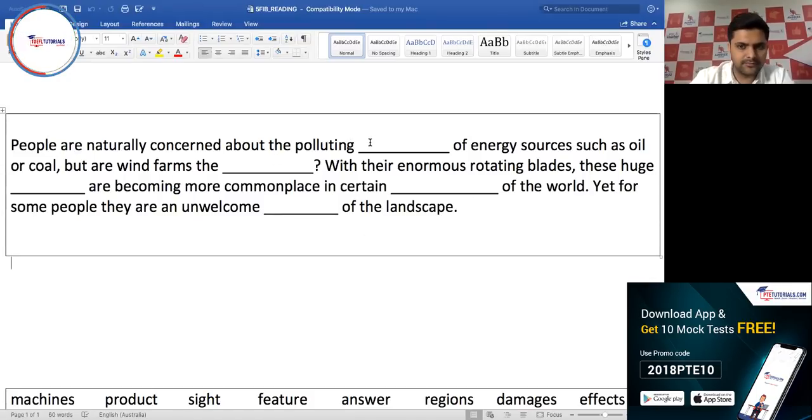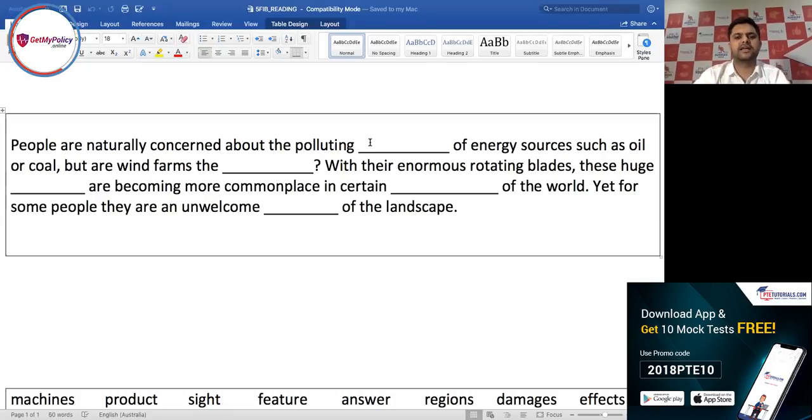Now coming to the first sentence, the first blank is placed right after polluting, right? So as we discussed in the earlier blank, we'll be mostly looking for collocations here, right?